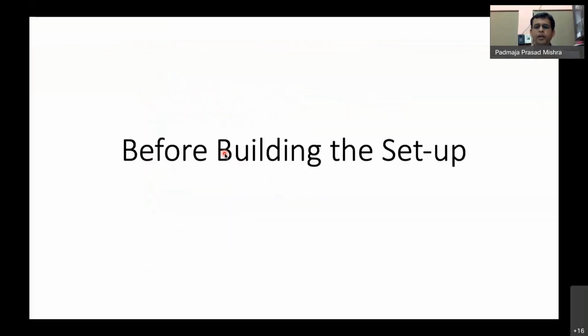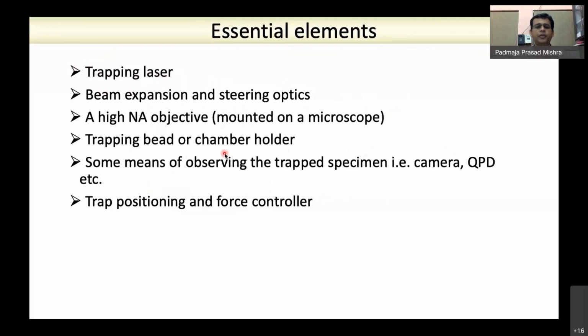So before building up the optical trap, we should have these components ready: the trapping laser, the beam expansion and steering options. So you need to expand the beam. One of the easiest ways to create a tight gradient spot is you first expand the beam so that you cover the objective. The common practice is you fill up the back focal plane of the objective, and then you tightly focus it using that high numerical aperture objective.